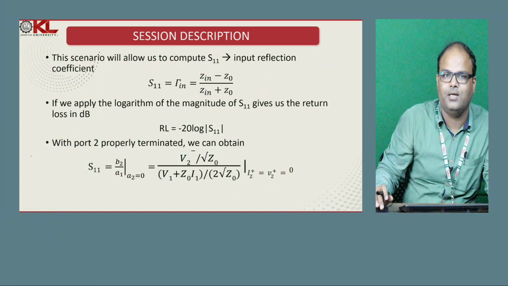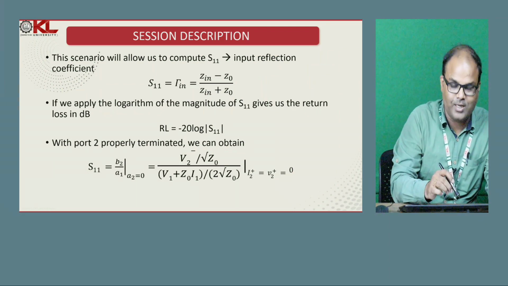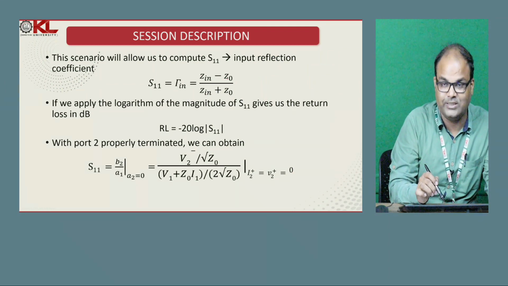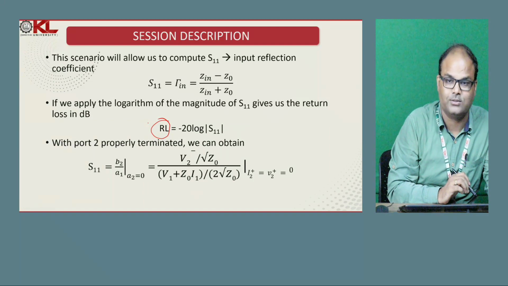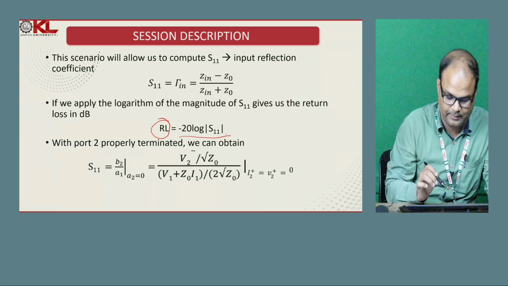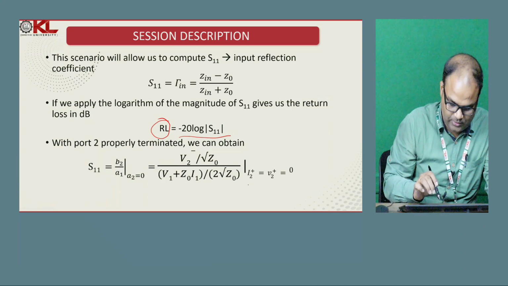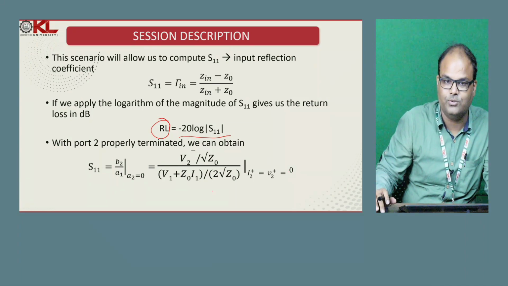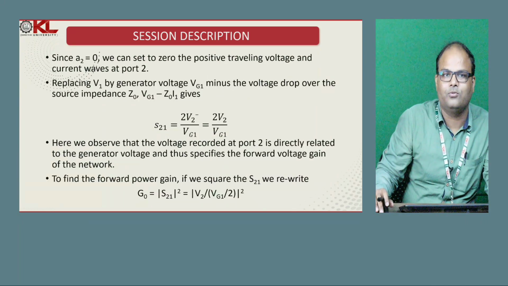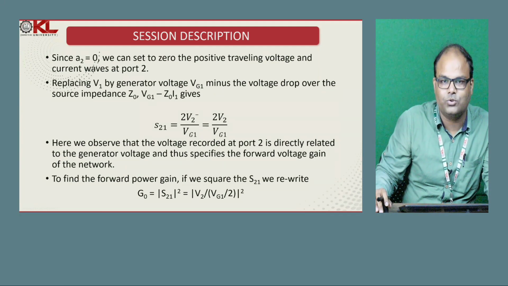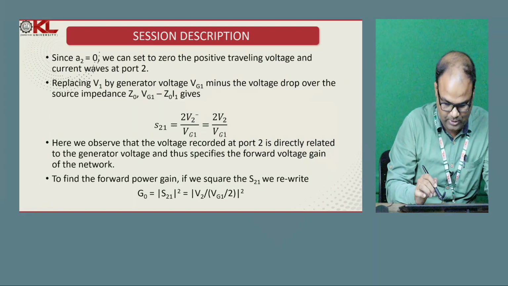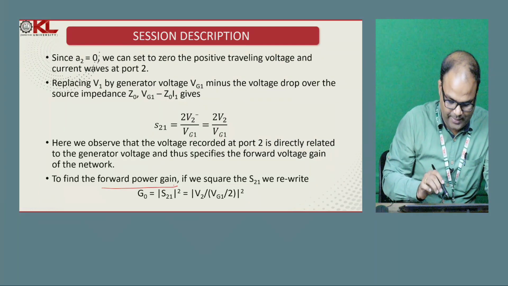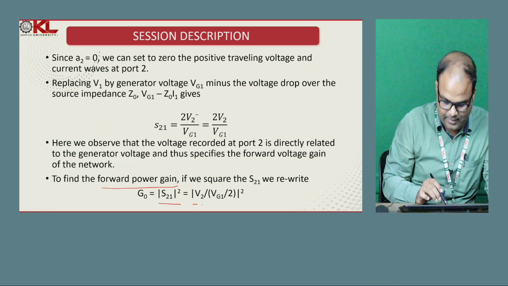If this is matched, then we can write that S11 equal to gamma in is equal to Z in minus Z0 by Z in plus Z0. And from that the reflection measure, return loss RL, is equal to this much we can find out, and S11 equal to this. So we can find out by putting in the values. Since A2 equal to 0, S21 equal to 2V2 minus Vg by Vg1 is equal to this much. So G0, the forward gain, is equal to S21 squared, equal to this much.